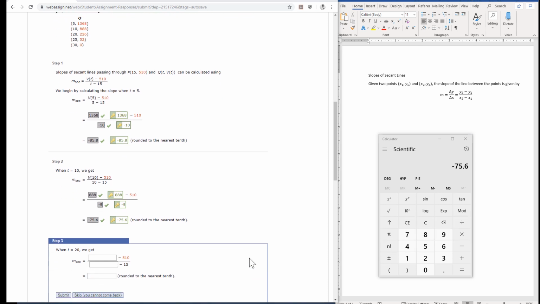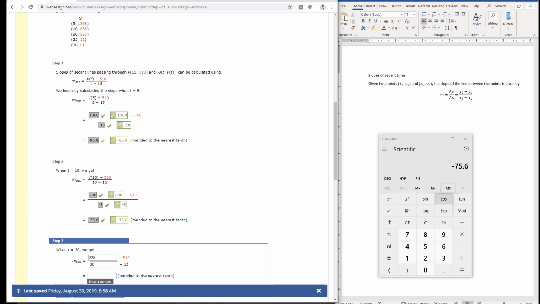Now, as we go on to the next problem, let's change it up a little bit. Let's fill in the blanks that we can fill in. This time t is equal to 20. When t is equal to 20, the y value is 226. And then 20 minus 15 is going to give us positive 5 this time.